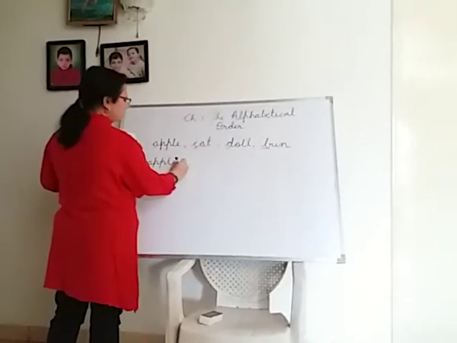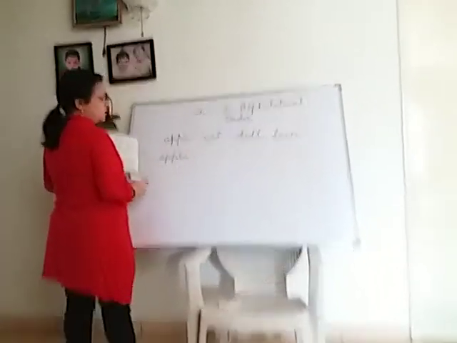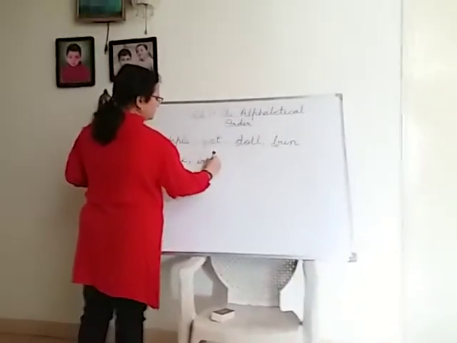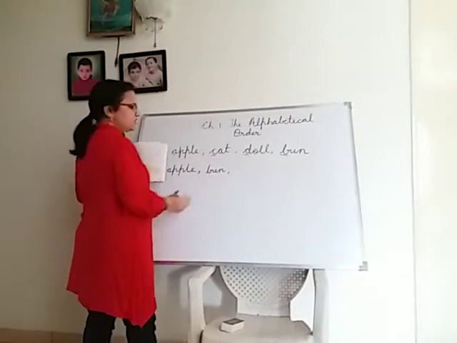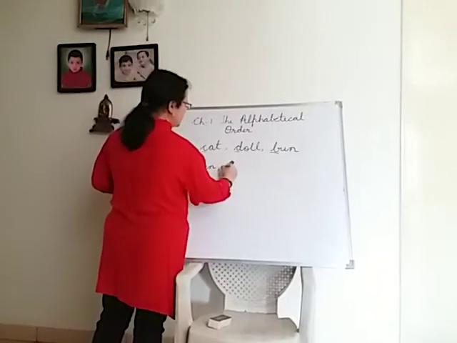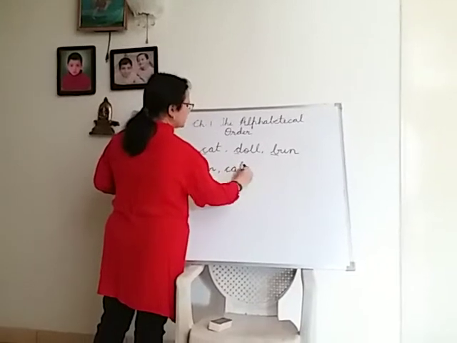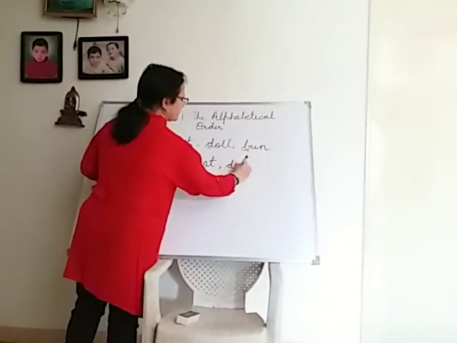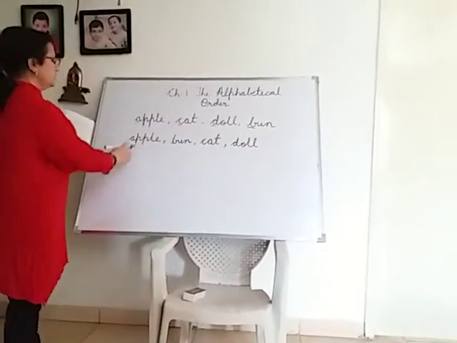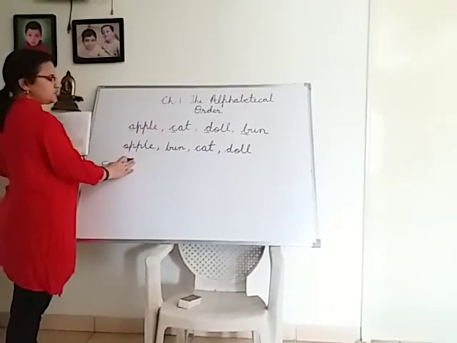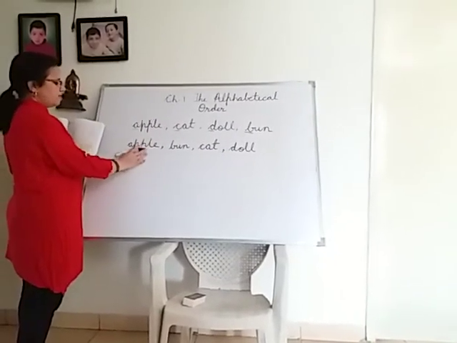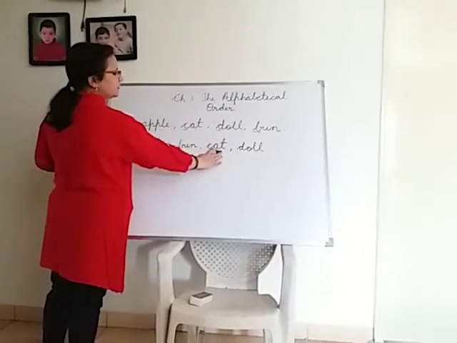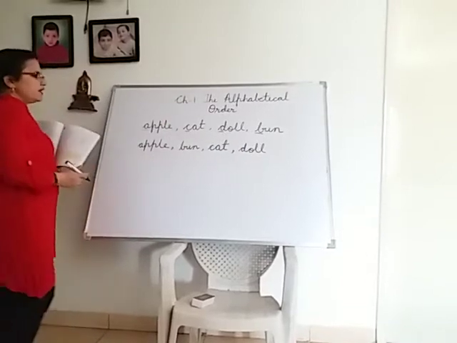Now, see, next after A, what comes? B. So, which word starts with B? Bun. So, we will write the next word, bun. Now, next C. There is one word with the letter C, cat. So, we will write cat. And then next D, doll. Now you can see that these words are arranged in alphabetical order. First, apple because it starts with A. Next is B, bun, C, cat, D, doll. So this is alphabetical order.